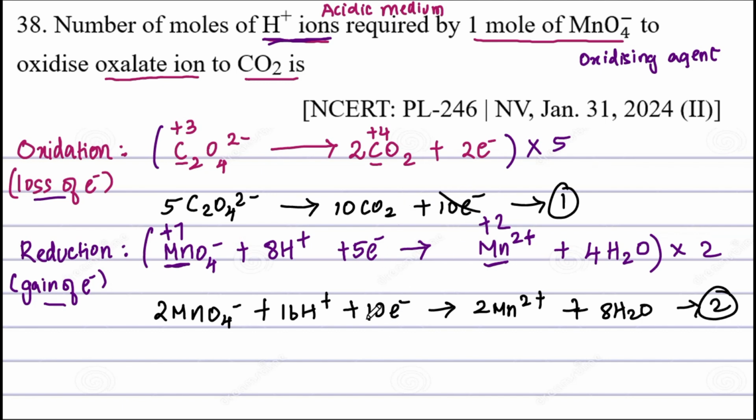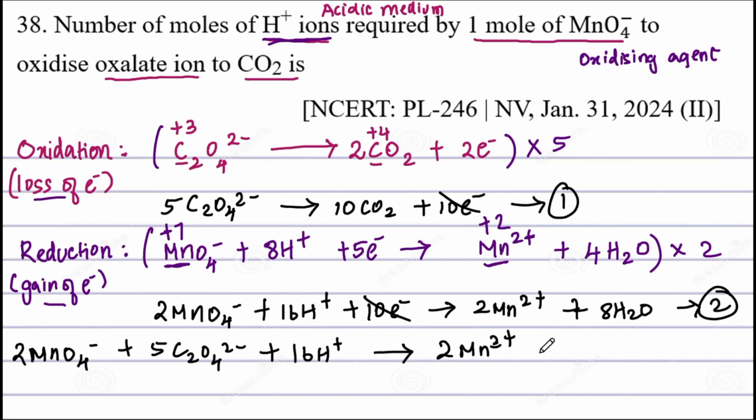First let us cancel the number of electrons. So you have to add both the equations. 2MnO4- plus 5C2O4 2- plus 16H+ gives 2Mn2+ plus 10CO2 plus 8H2O. So this is the final equation.